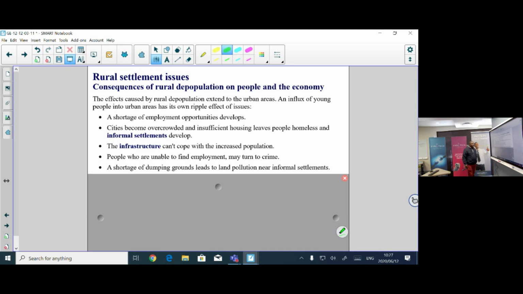People who are unable to find employment may turn to crime. A shortage of dumping grounds leads to land pollution near informal settlements.